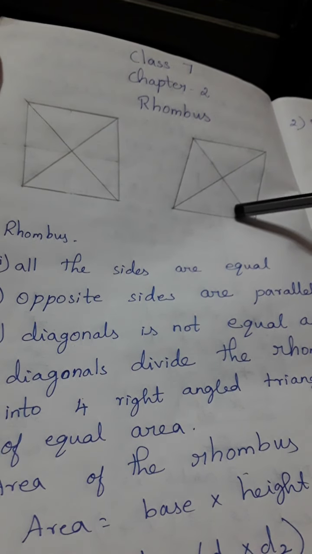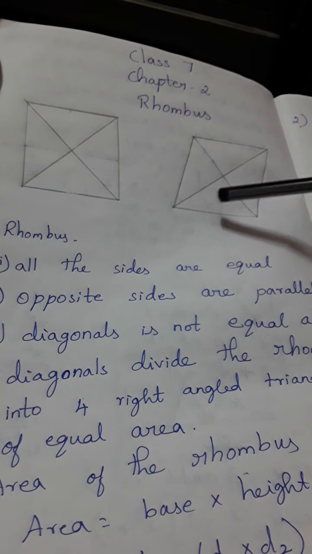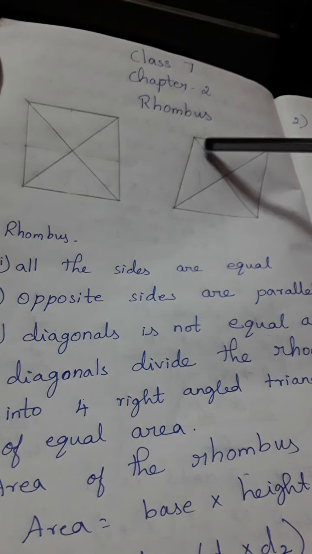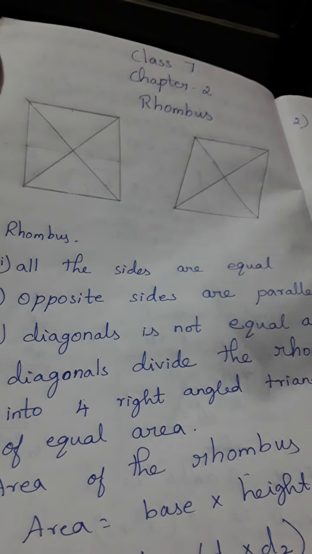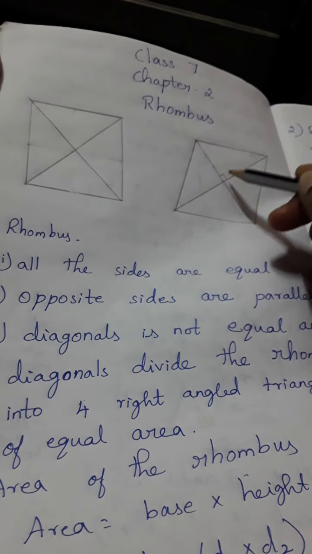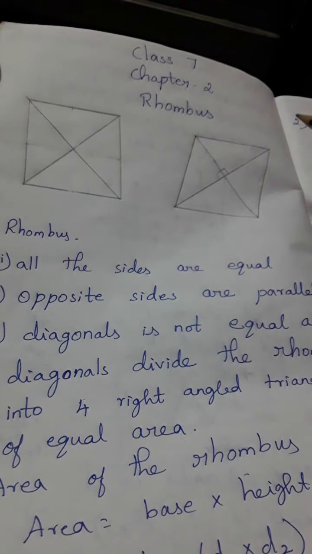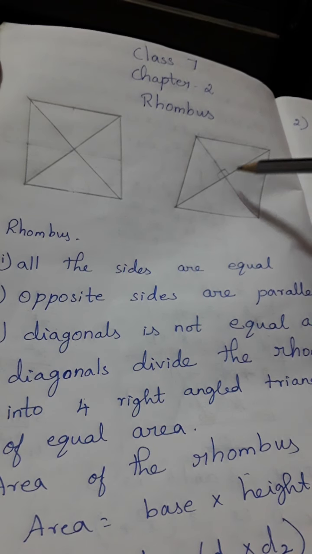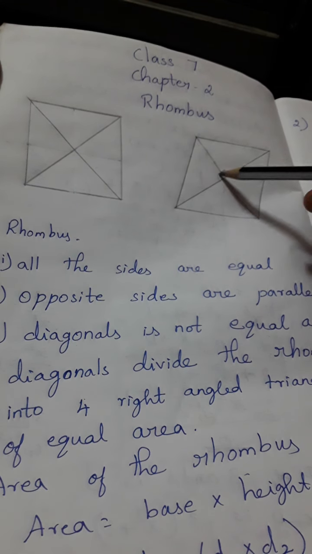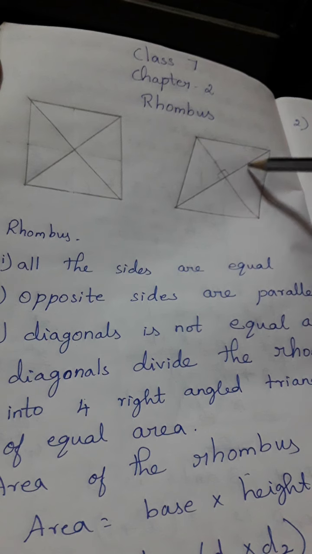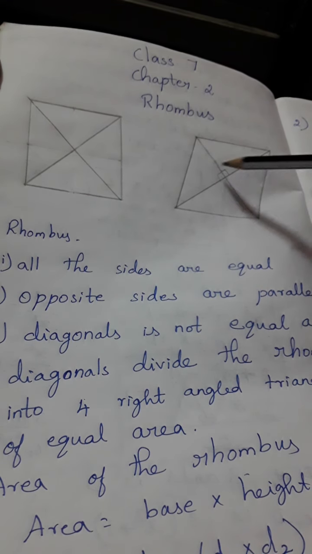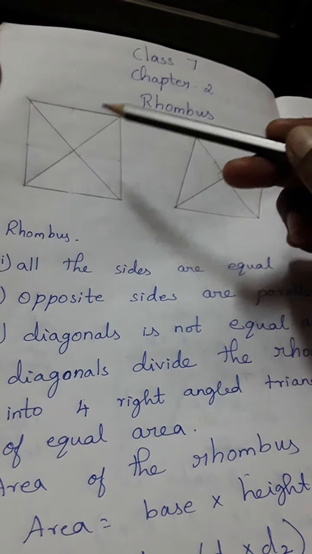In a rhombus, what are the properties? The same: all the sides are equal, and the diagonals bisect each other at 90 degrees. But here the diagonals are not equal. In a rhombus, the diagonals are not equal. We have two diagonals, this one and this one, and they are not equal. But in a square they are equal.